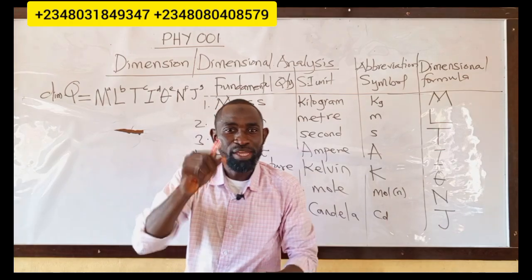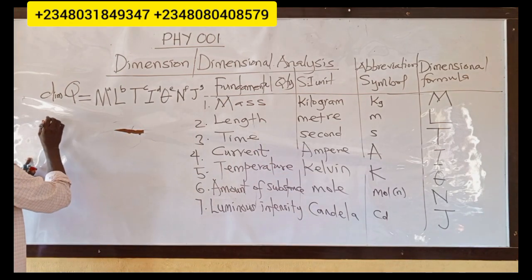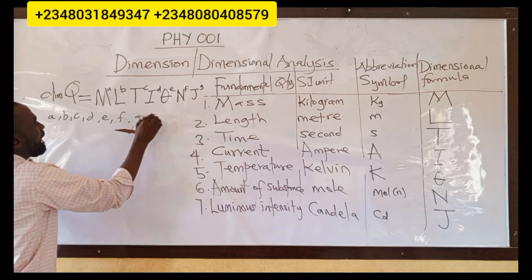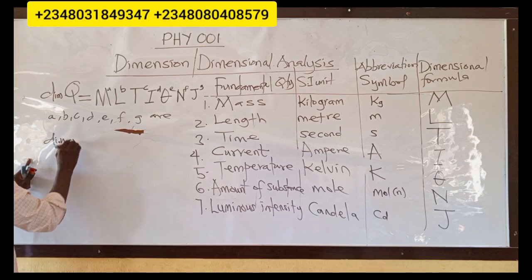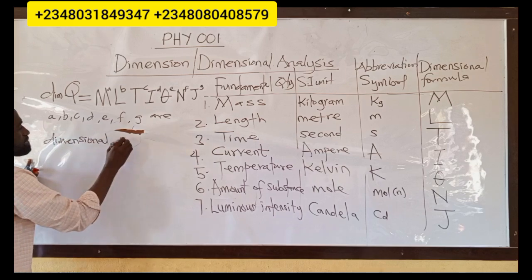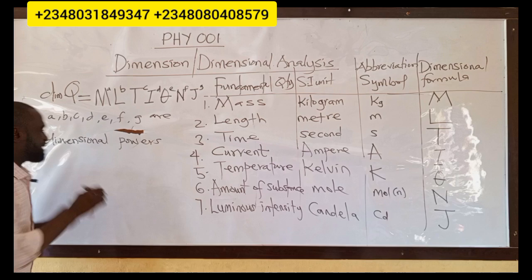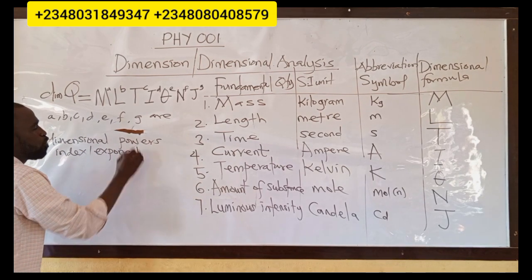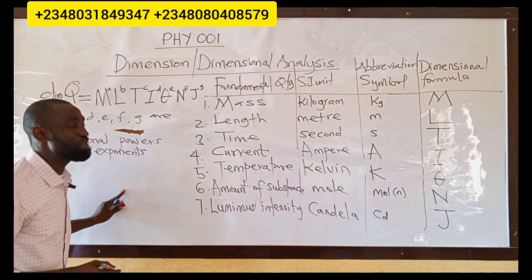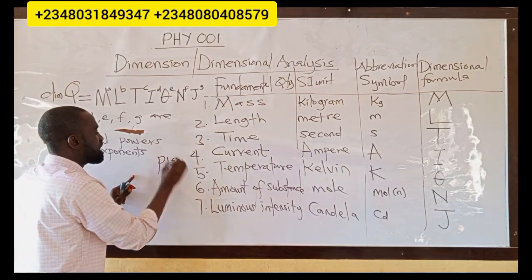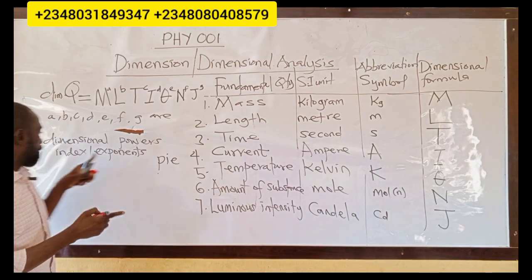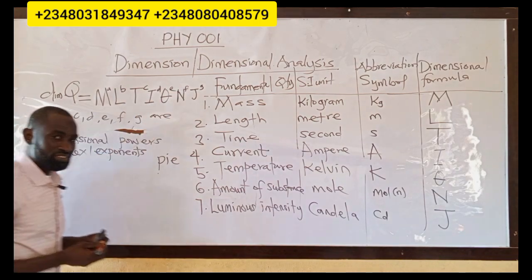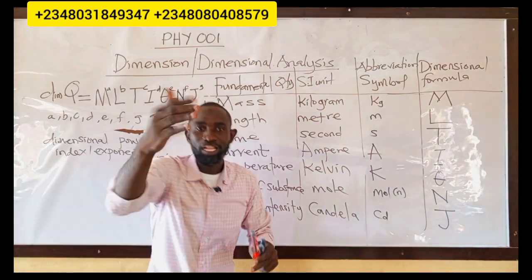Okay, we call them what? Dimensional powers. So A, B, C, D, E, F, G are dimensional powers. I can call them powers, I can call them index, I can call them exponents. So when you remember the word PIE, P is for power, I is for index, E is for exponent. So all these things we call dimensional power. You with me?